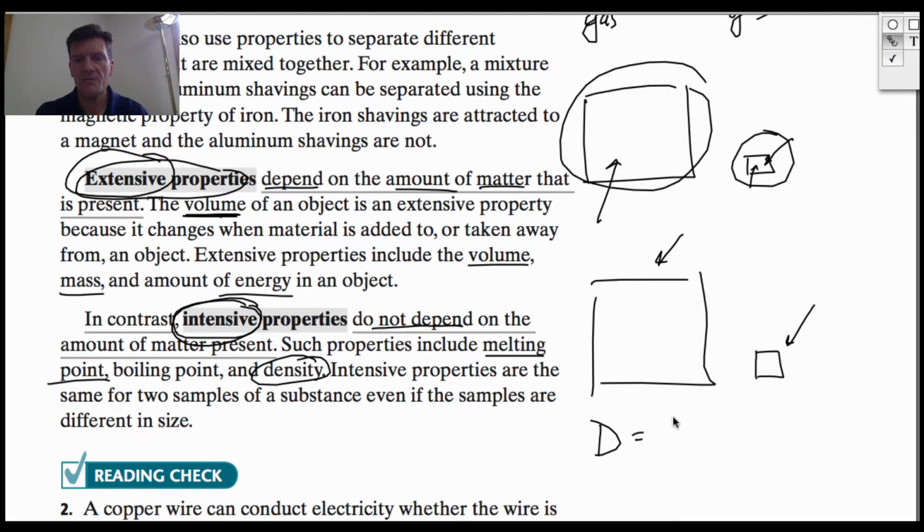Density, by the way, is mass over volume. So this large mass has a large volume. This small mass has a small volume. But the ratio is going to be the same if they're the same substance. Density is intrinsic, or intensive, I guess we could say. Okay, so make sure you know these two definitions, and even the different types of properties would fall into those two categories. Okay?